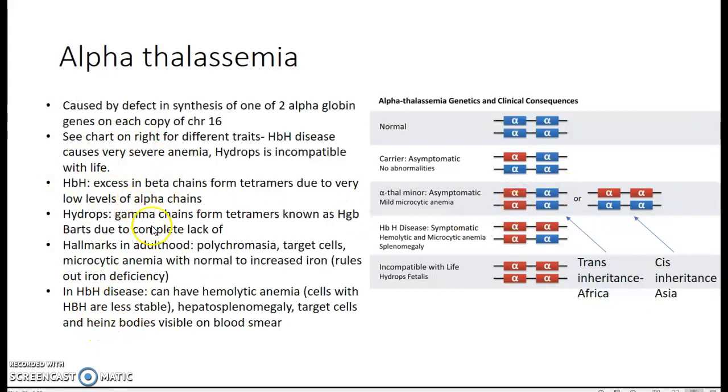But obviously as you get more mutated chains, you get more severe anemia. Hydrops is incompatible with life. You don't make any alpha chains, you can't live. HbH is a very severe anemia.